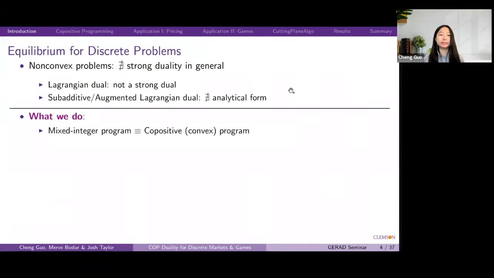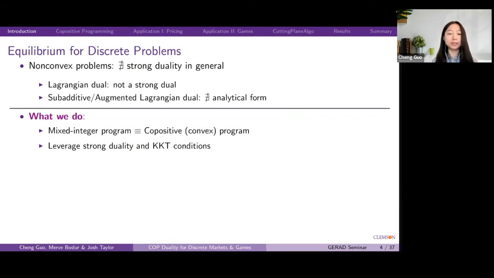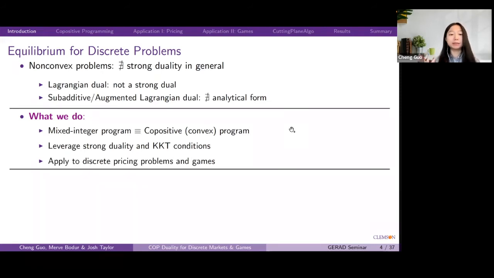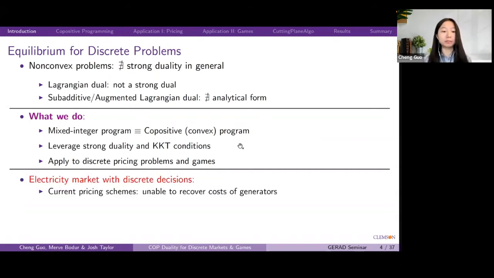What we do in this work is start from a non-convex mixed integer program and convert it exactly to a copositive program, which is convex. This transformation is from the literature, and it is exact. Then, because we have a copositive program, we can use its strong duality and its other good properties, like KKT conditions. We apply this transformation to applications like discrete pricing problems and discrete game problems.